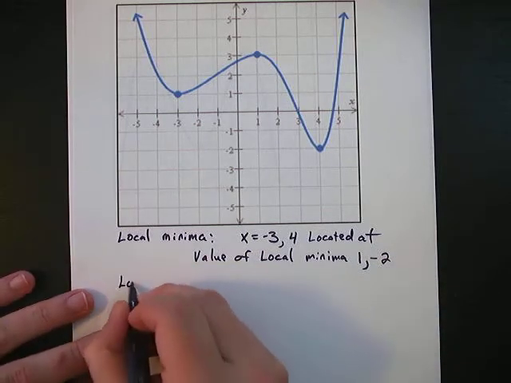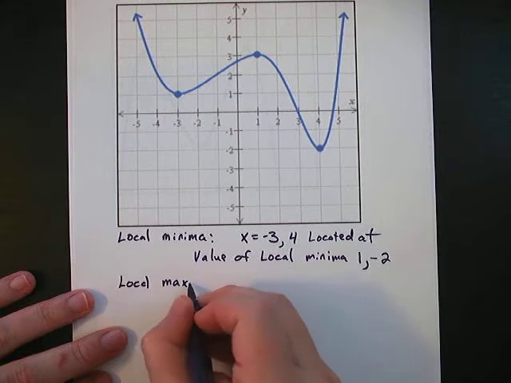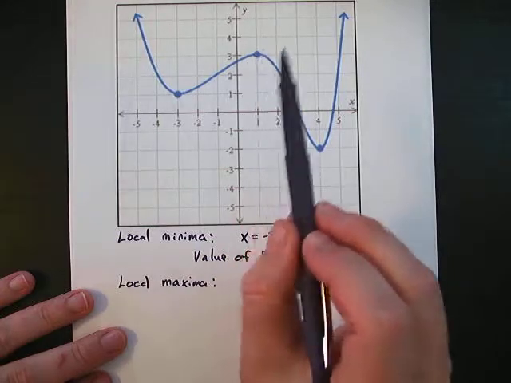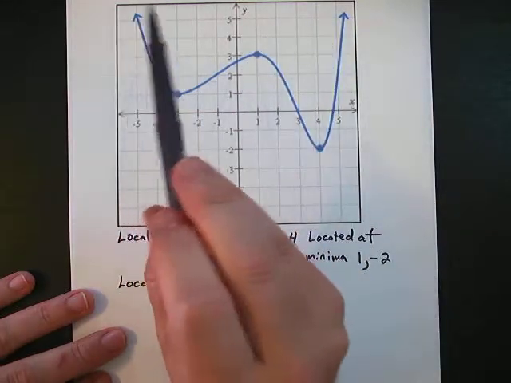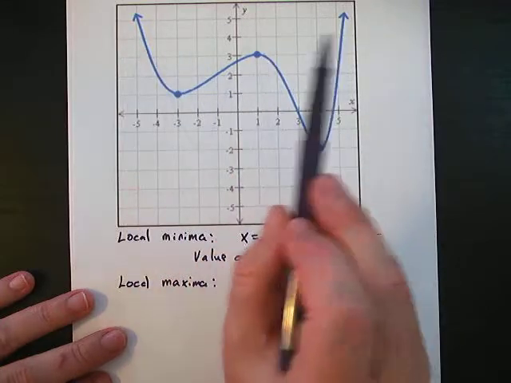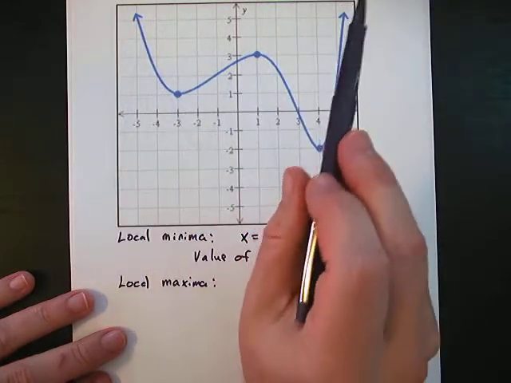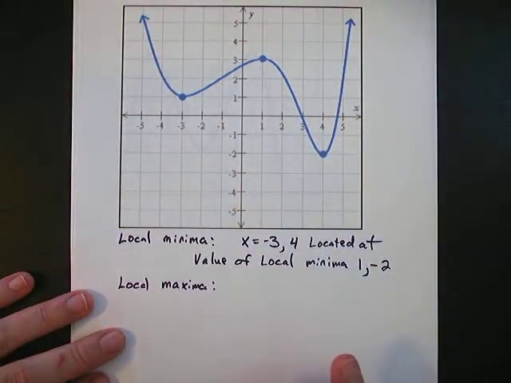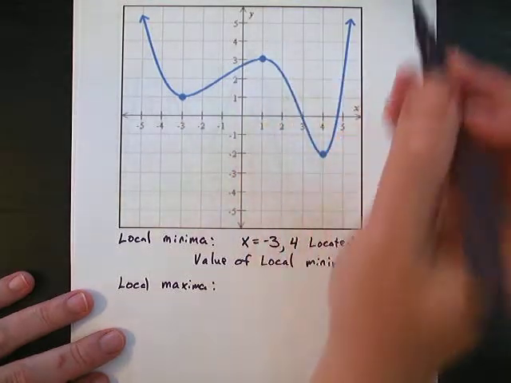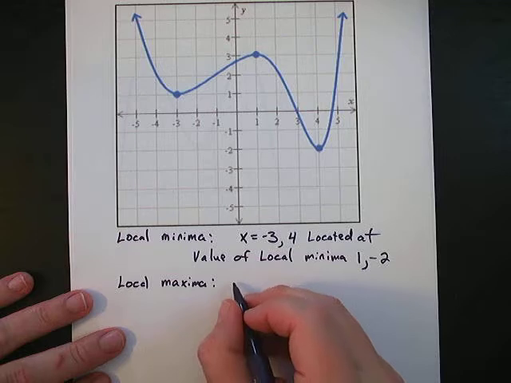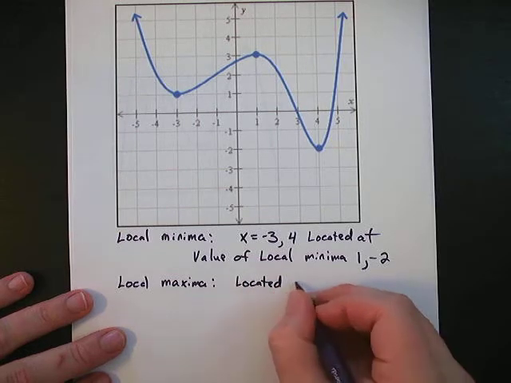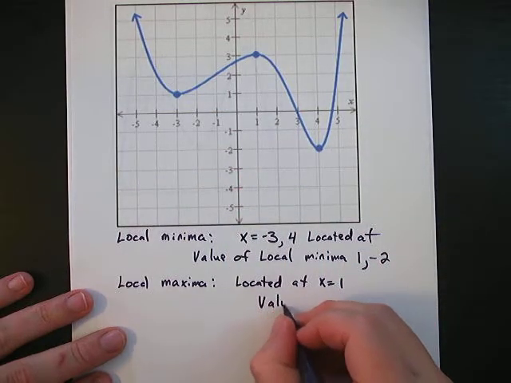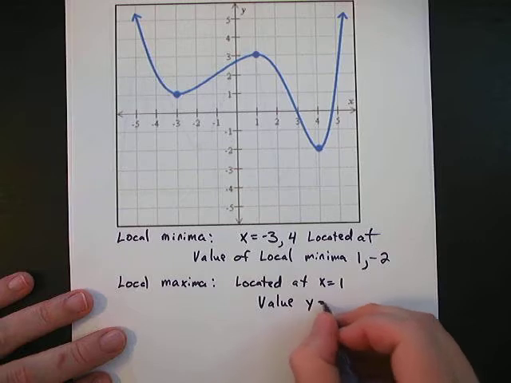Now let's look at local max, or local maxima. There's only one in this one. The only local maxima is this one. You might be thinking, well, these are higher, how can this be a maxima if these are higher? Well, these have no endpoints, so these would be absolute maximums. You assume they head towards infinity, but local maximums have to be within the graph, not something headed towards infinity. So it's located at x equals 1, and the value is y equals 3.